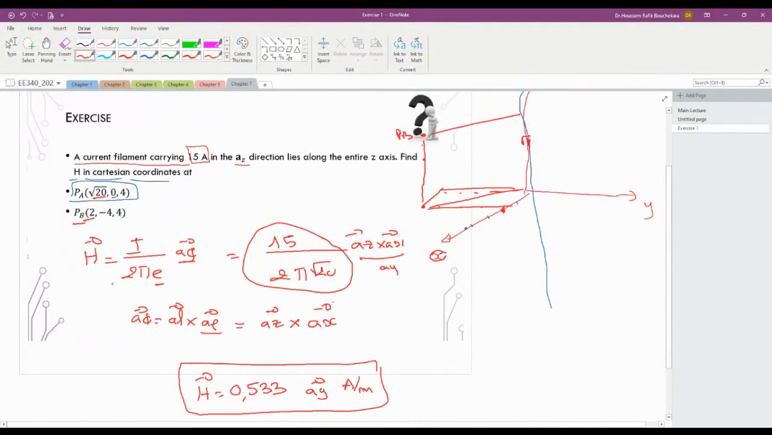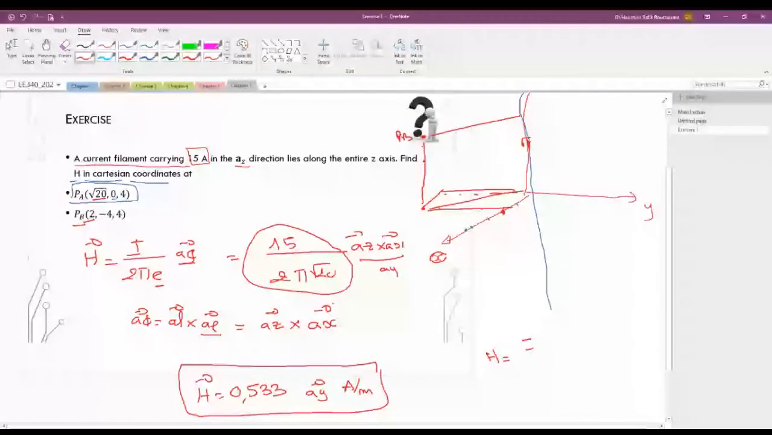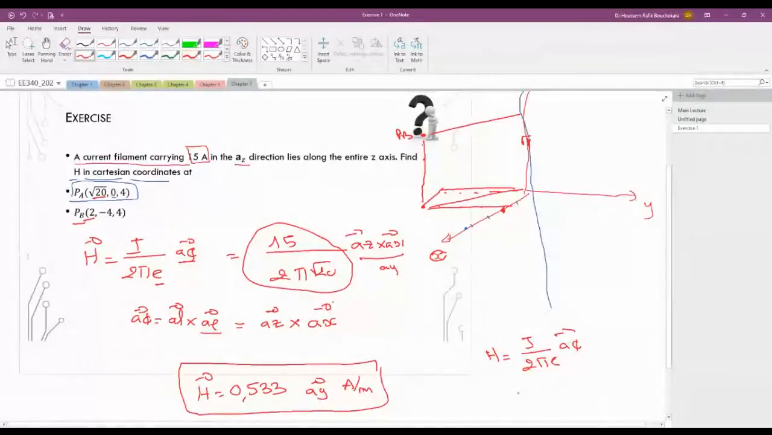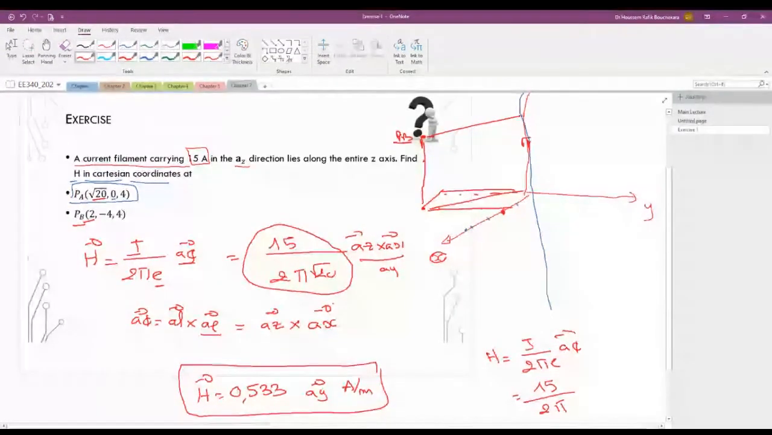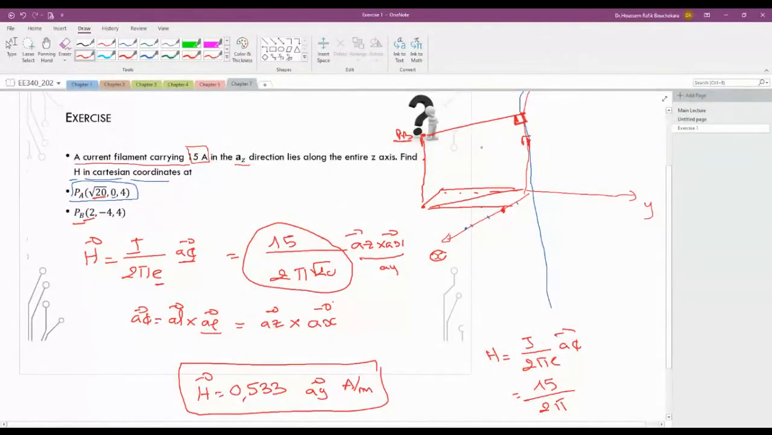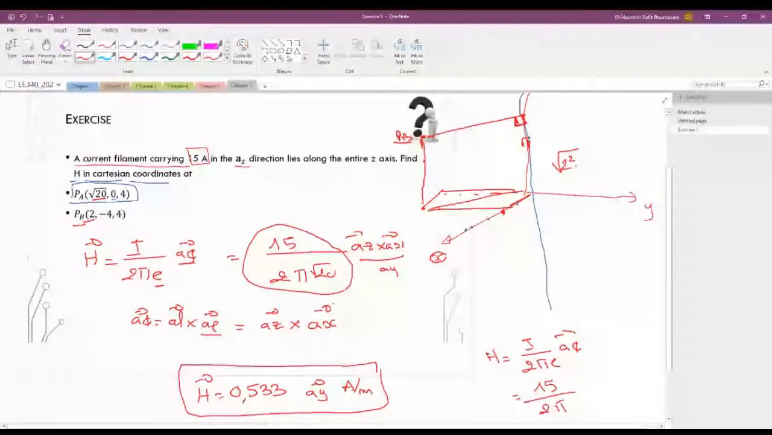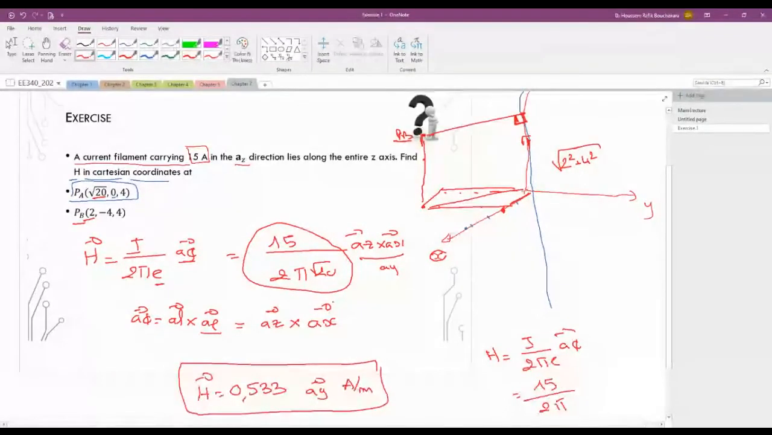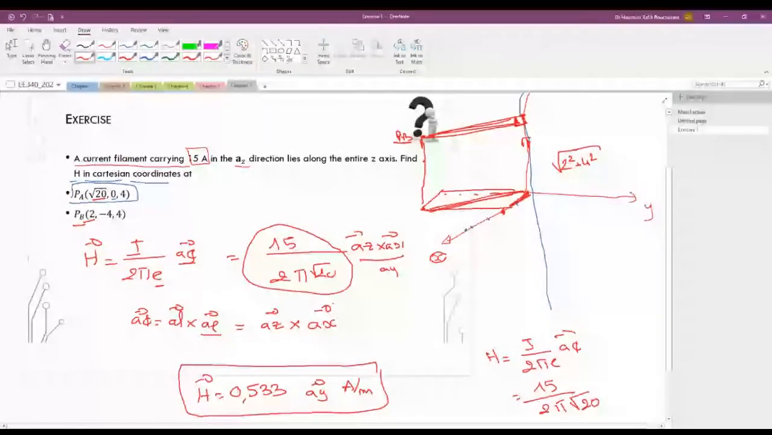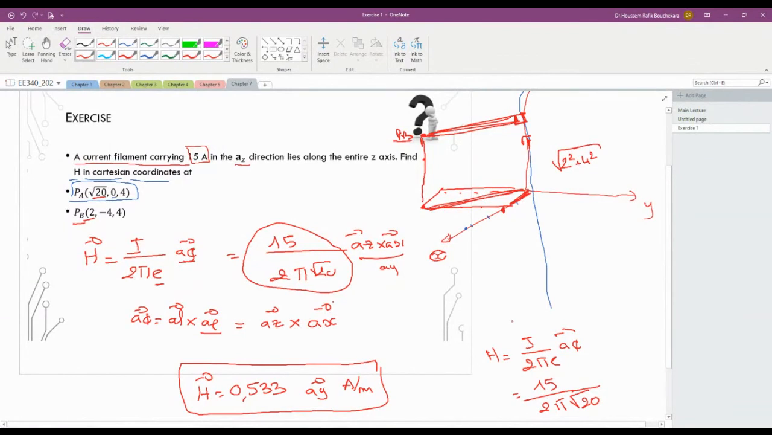Same thing: H is equal to I over 2 pi rho A phi, and it is 15 over 2 pi. So what is rho? The perpendicular distance between this point and this one. It is the square root of 2 squared plus 4 squared. How much is this? Now what remains is A phi.